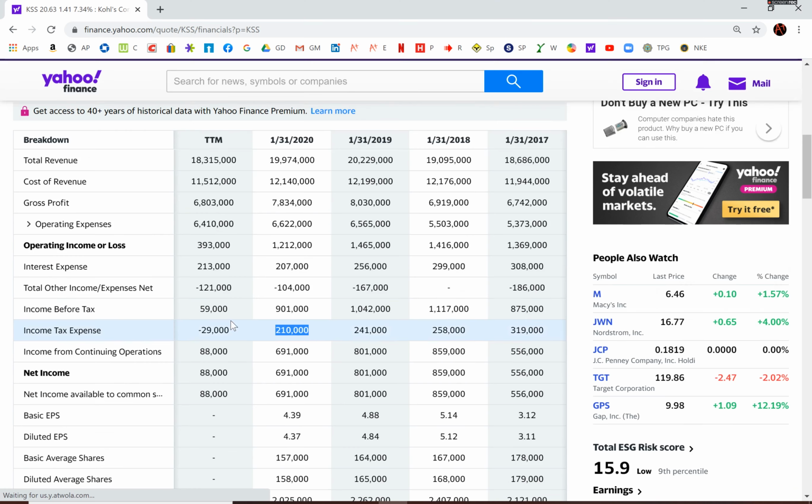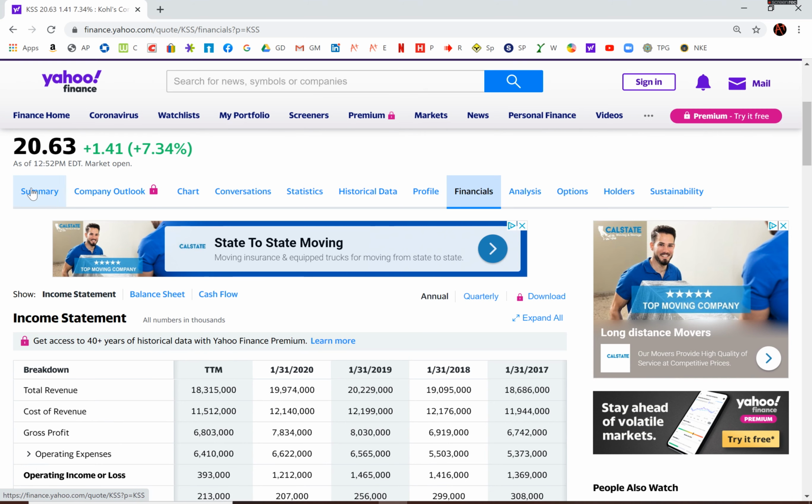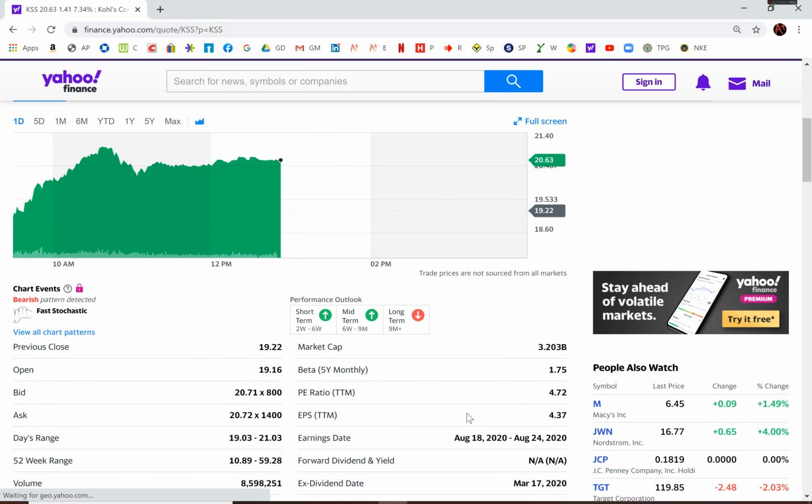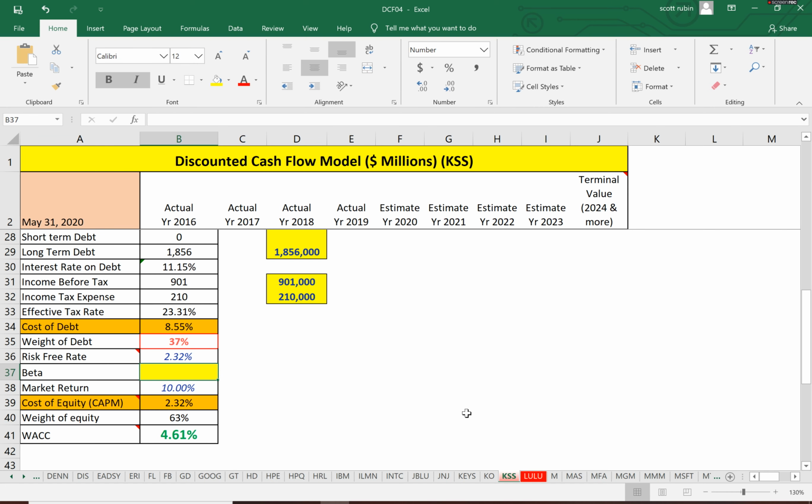Let's see the beta, because we want to find out their cost of equity. And the beta is 1.75, a little high as well. That's probably why they pay high interest. So beta is the volatility of the stock. It's how it moves with the market. So this stock moves 1.75 times the market. And the higher the beta, the higher the risk.